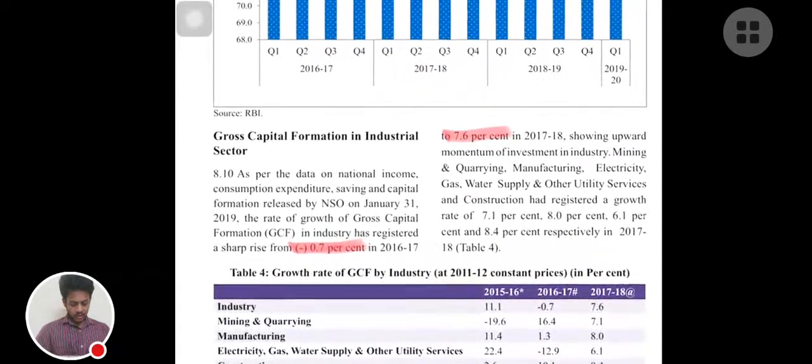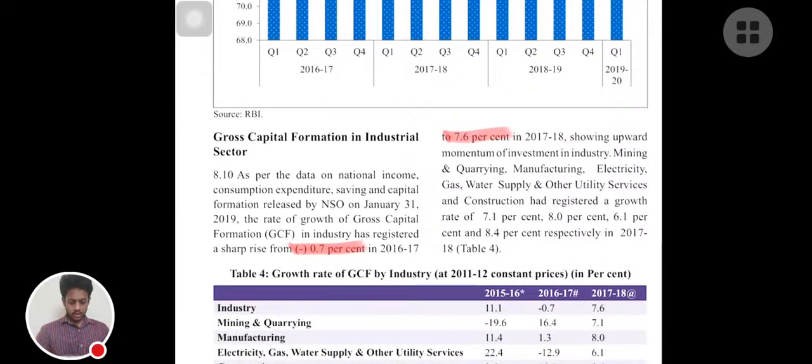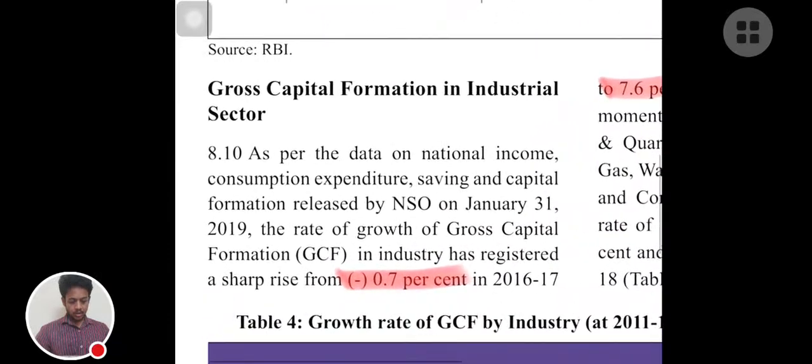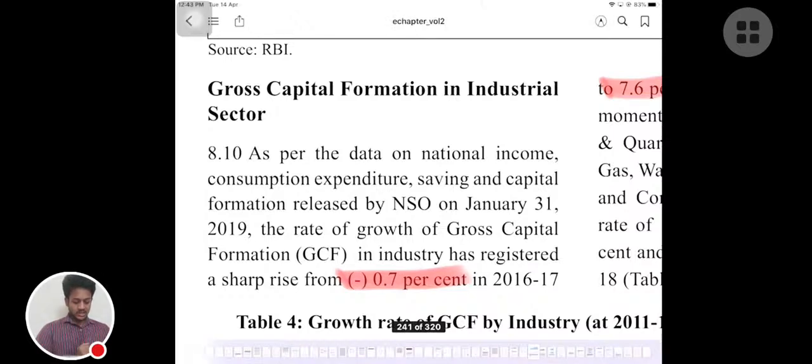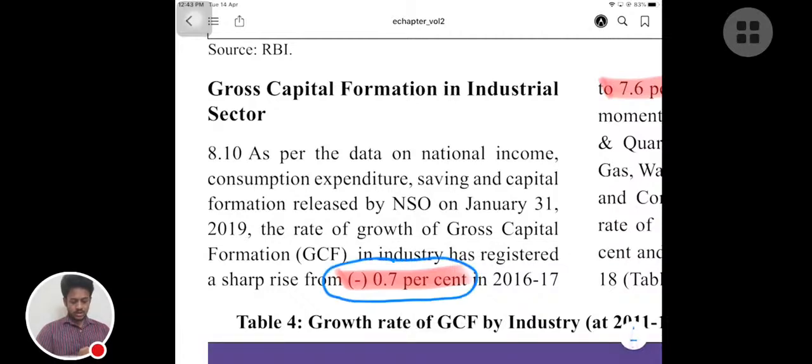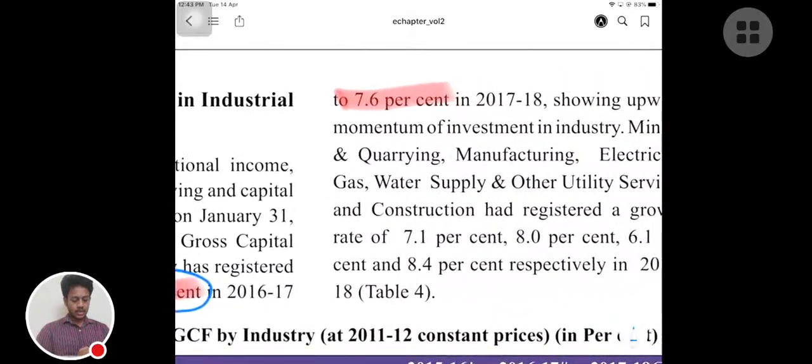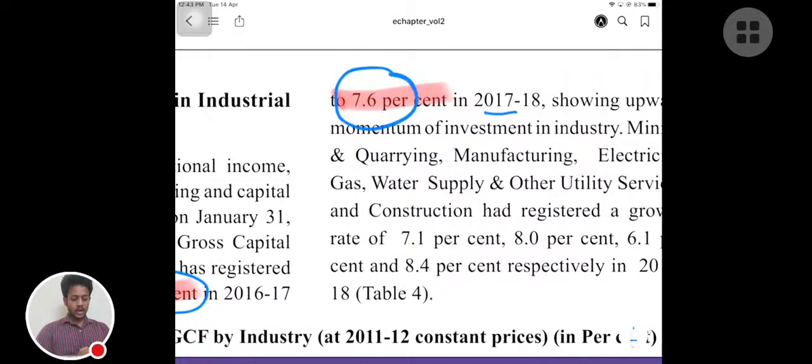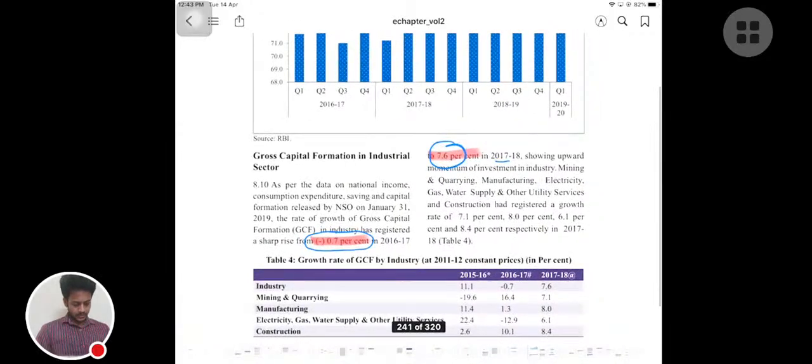In the industrial sector also, I already told you about gross capital formation. What is meant by gross capital formation? The capital which is being formed for a particular sector. In gross capital formation for the industrial sector in 2016-17, the industry registered a very negative gross capital formation, whereas in 2017-18 it went to a sharp rise, that is 7.6%. That is the only thing which you should remember. The rest of the things are not required in this chapter or this page. Got it? Next part.